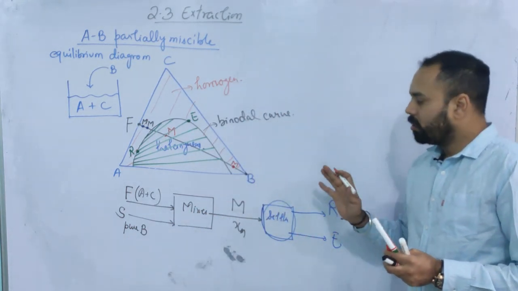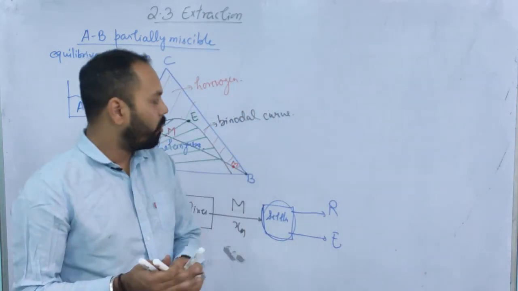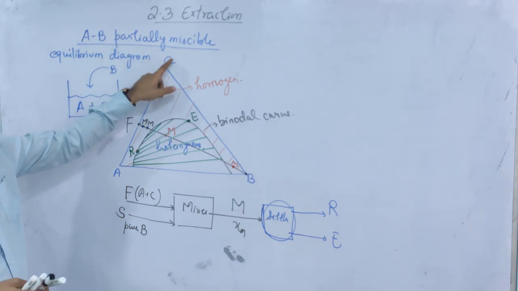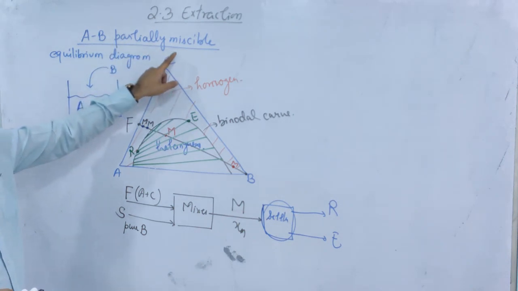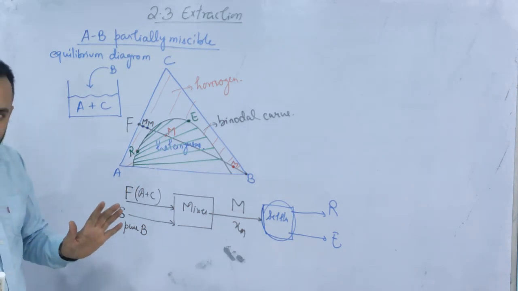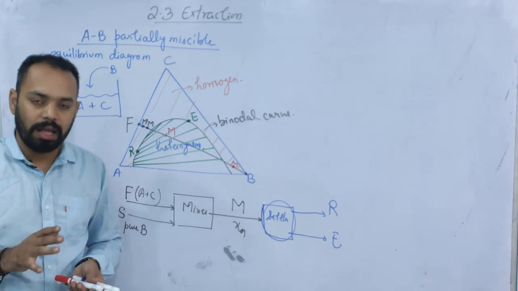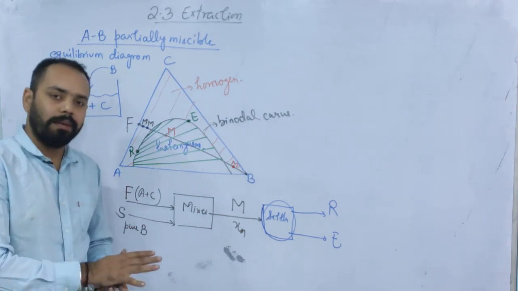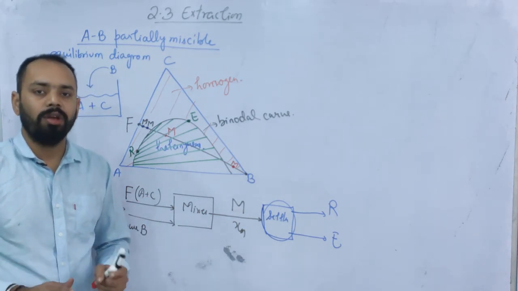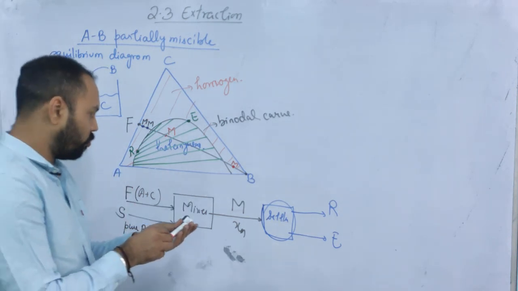Okay. Now, this triangular diagram is used in those problems where A and B are partially miscible. If A and B are partially miscible, then only you use the triangular diagram. If they are not partially miscible, what is the other case? A and B completely immiscible. In that case, the triangular diagram is not required. In that case, we can use the x-y coordinates. So I am going to explain that one also.